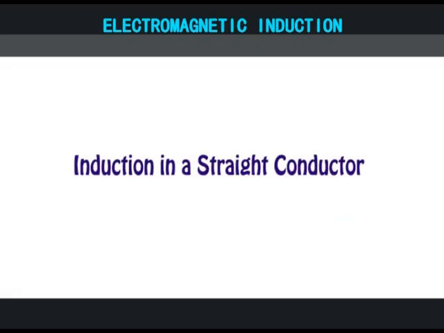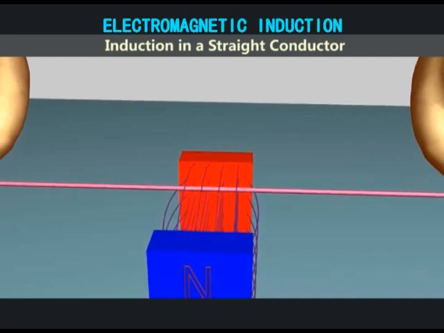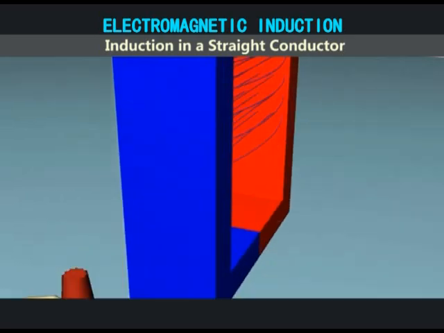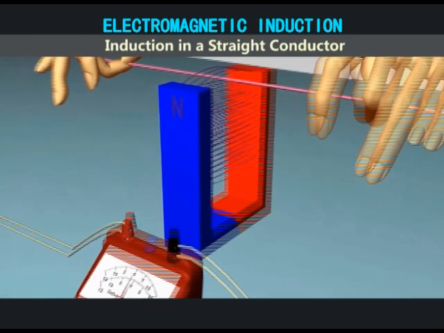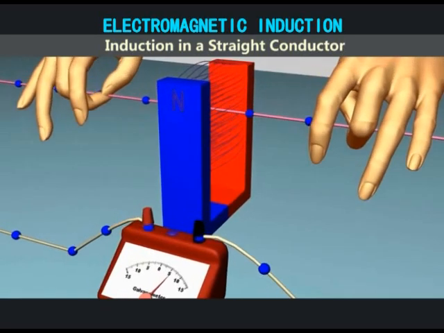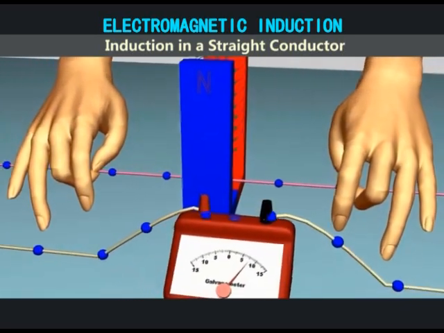Let us see electromagnetic induction in a straight conductor. What we have is a conductor between two arms of a horseshoe magnet. The two ends of the conductor are connected to a galvanometer by means of wires. When the conductor is moved downwards, the galvanometer deflects, indicating that a current is induced in the straight wire.